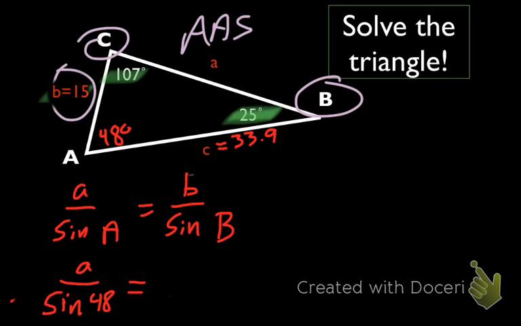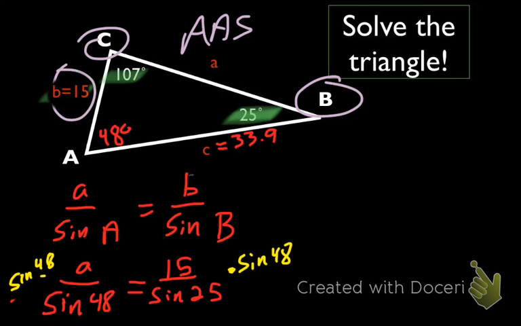And b we said was 15 divided by the sine of 25. So once again, we're going to approach it the same way. Multiply by sine of 48, and multiply by sine of 48. These cancel out on the left, and what do I get for little a? 26.4. There we go. Yep, that's it.